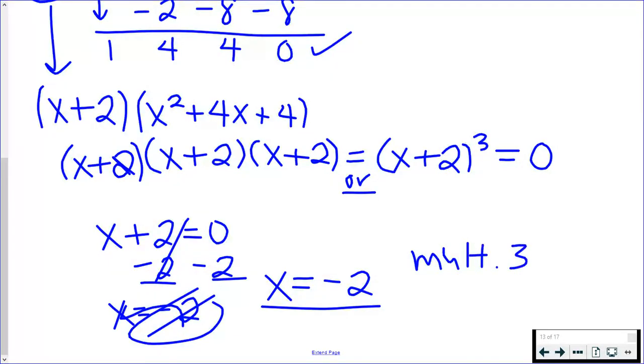It has what's called a multiplicity of 3 because it occurred 3 different times in the factorization. So the conclusion we can draw is that the graph will cross through the x-axis at -2 because it has a multiplicity of 3. If it had an even multiplicity, we would say that the graph bounces off of the x-axis at -2.